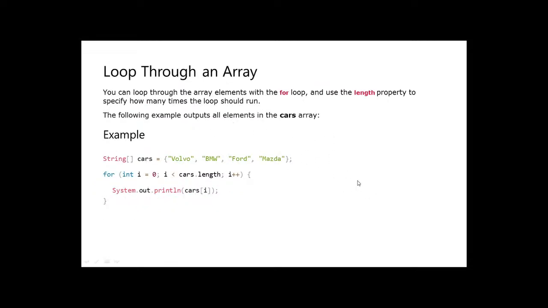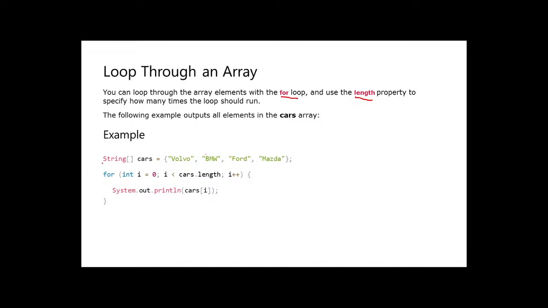Next, we have looping through an array. So that means we can use a loop to access each one of the values of the array. So it goes one by one using the loop. You can loop through the array elements with the for loop and use the length property to specify how many times the loop should run. The following example outputs all elements in the cars array.